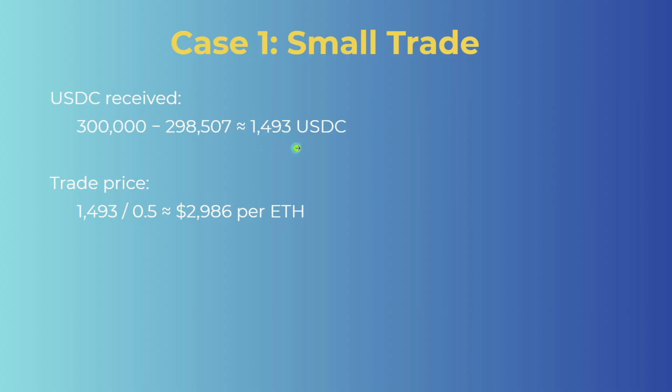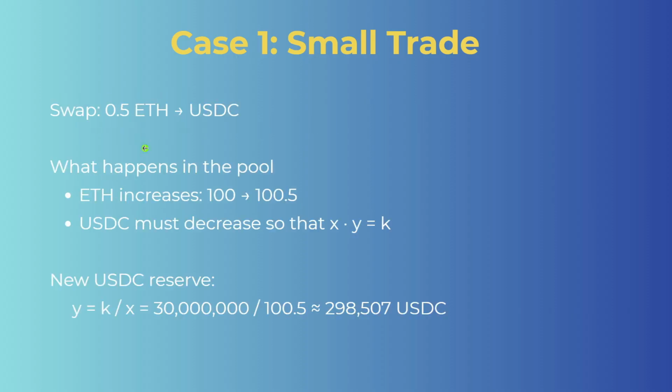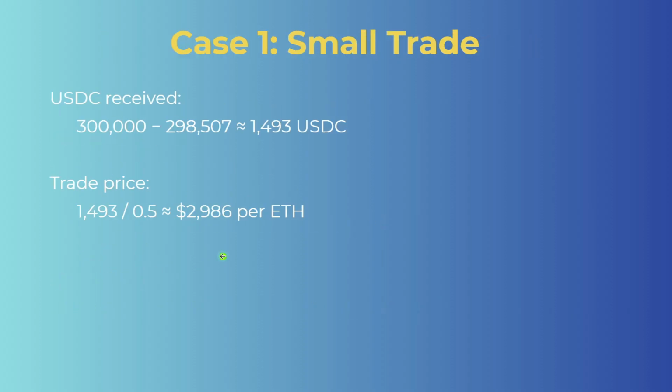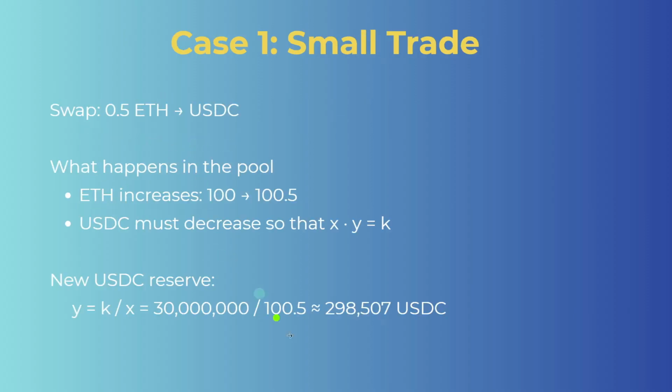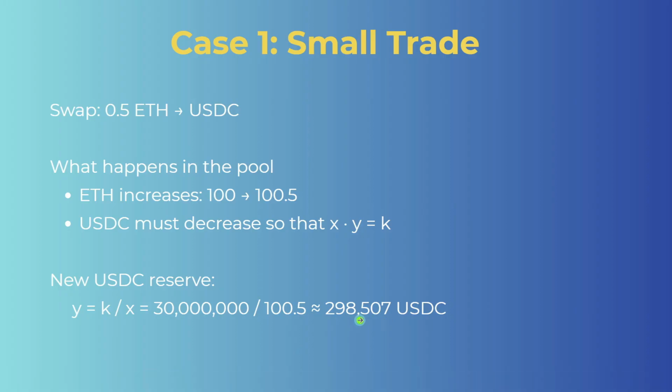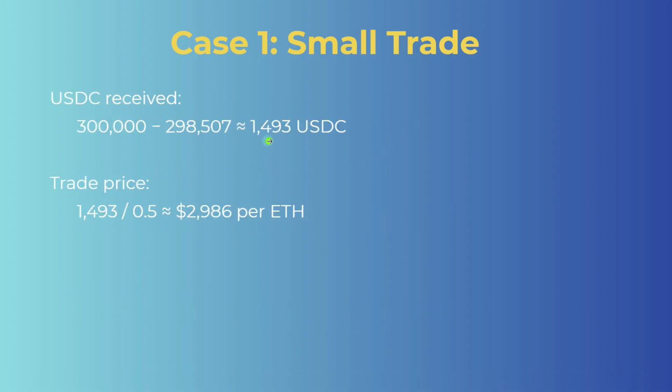1,400 USDC, more or less. This is because there were 300,000 USDC before in the pool at the start here, and the product of the pool must be constant. So this is the amount of USDC that must be in the pool. So in the end, the excess must be sent to the user that is making the swap.